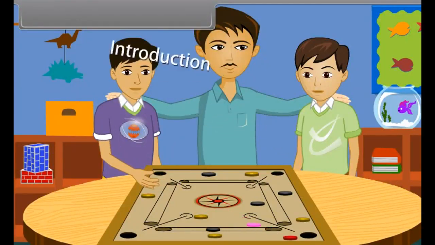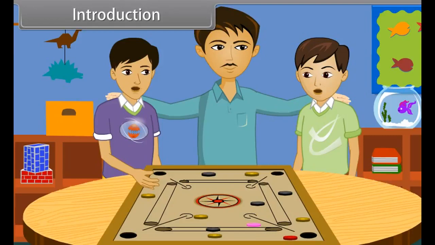Hey kids, what are you doing? We are playing carom board. Wow, that's great. Can I ask you something? Sure, Dad. Do you know which motion is occurring in this game? Yes, motion in a straight line. But your coins are continuously changing direction.